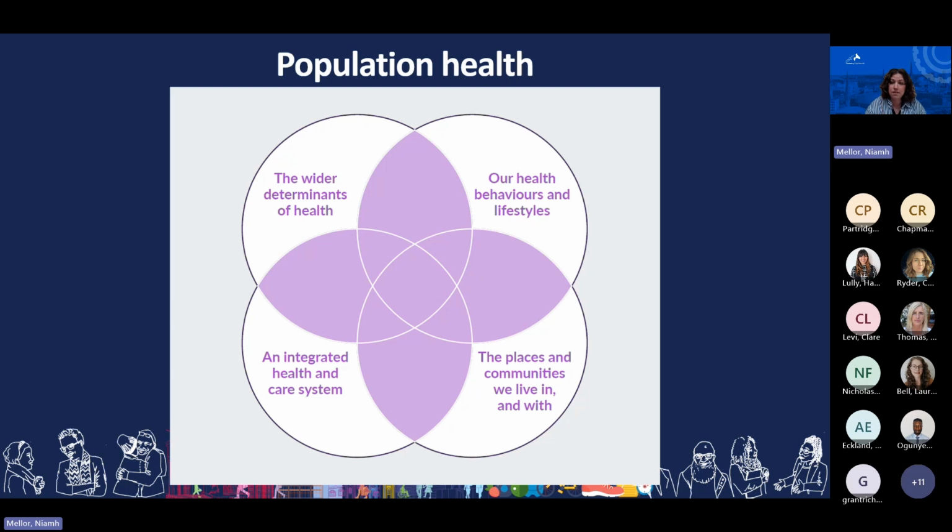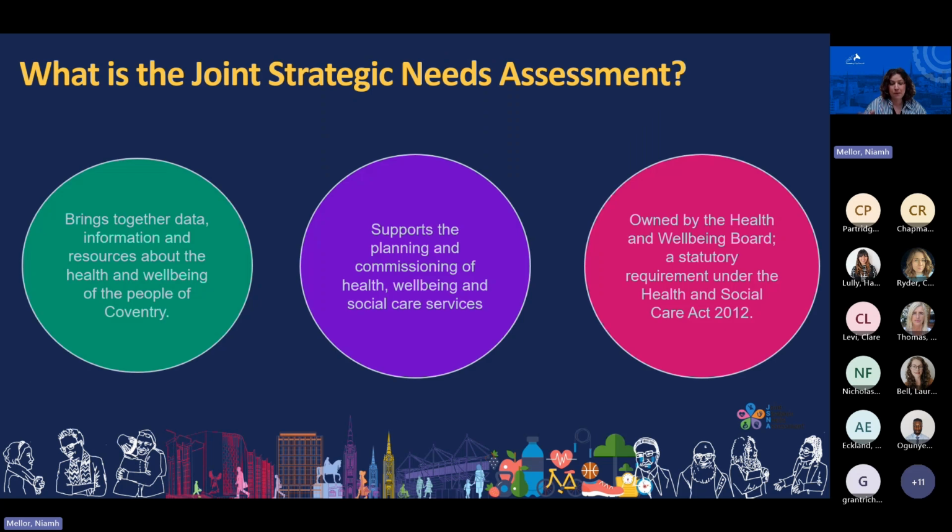And as a concept, this isn't new. However, the elements here in the purple, the balance between how much resource and time is contributed to them isn't balanced. So the King's Fund's approach searches for a more balanced approach in all of these elements to join together in balancing out that system. So the JSNA fits in with this, being used as a tool to support that ethos. It brings together lots of data and information about the health and well-being of the people in Coventry, and it's used to support planning and commissioning of health, well-being and social care services. So they're a tool within that population health framework, creating that evidence base.